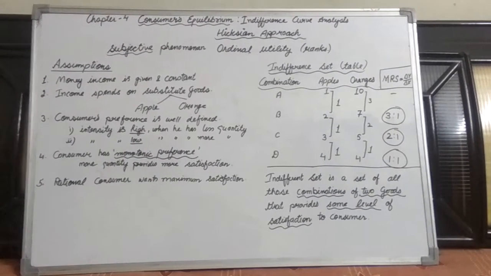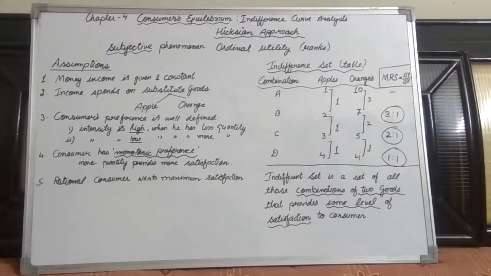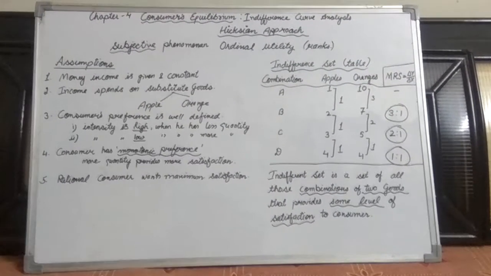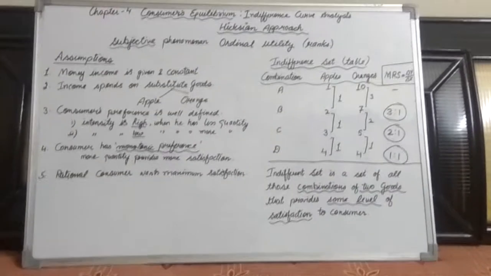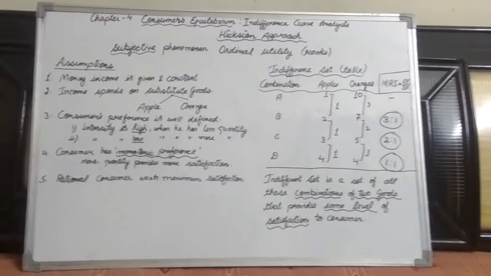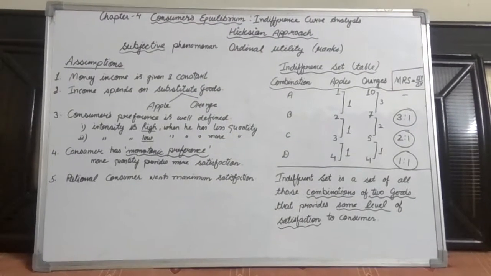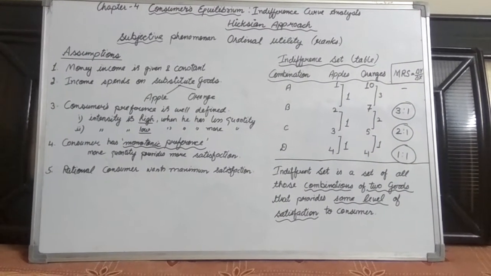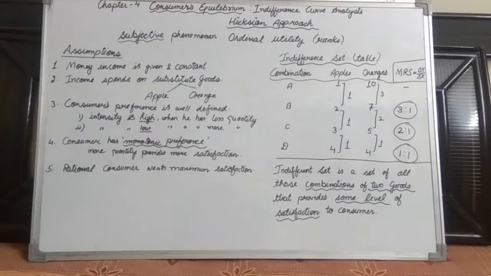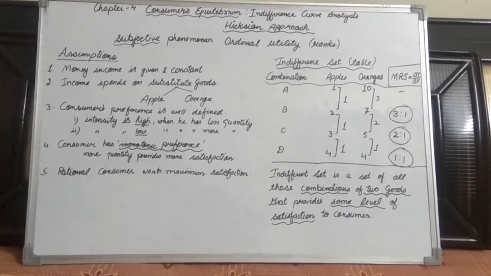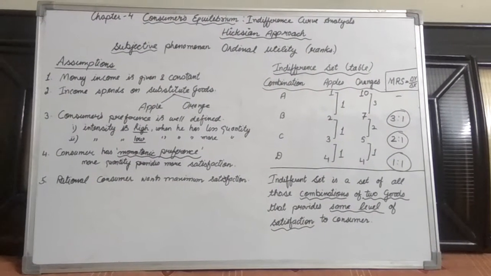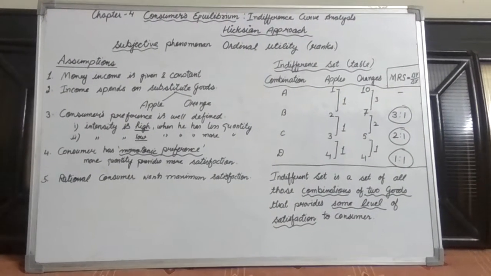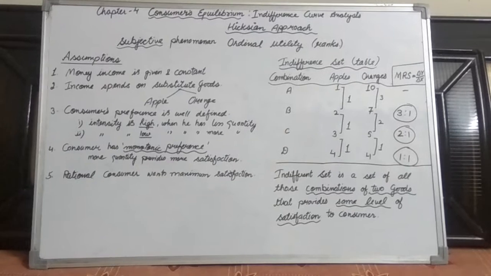So this approach of consumer equilibrium deals with the indifferent behavior of the consumer regarding various goods and services. So let us start with the assumptions concerned with this concept. The very first is that the money income of the consumer is given and constant. It means that whatever amount the consumer has for expenditure purposes is given, and that amount does not increase or decrease in between. The amount remains unchanged.